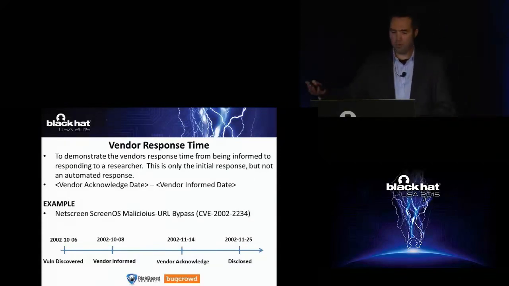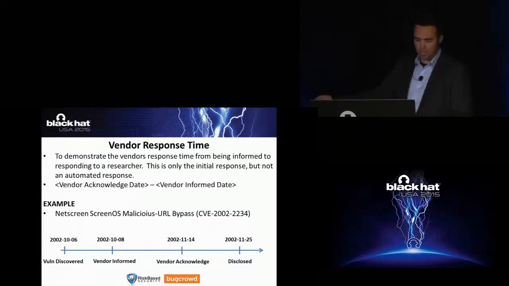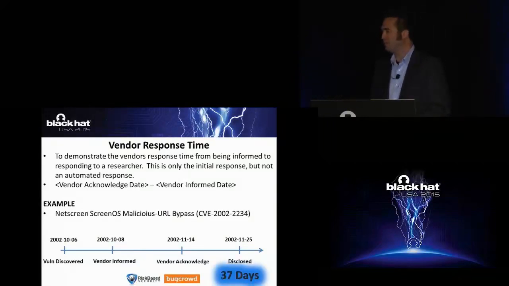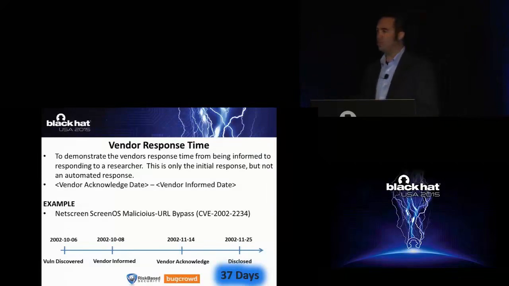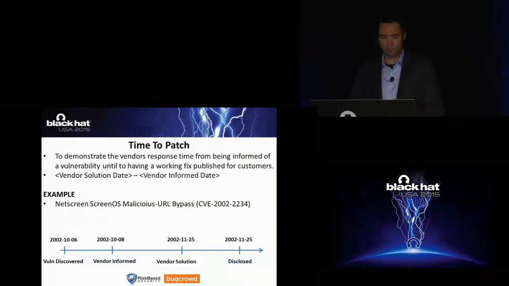So when was the vendor informed and how long did it take to acknowledge? Looking at this vuln here, you can see they were informed on October 8th, and they acknowledged a little bit later. Great, we have a date, right? 37 days to get a response. And I submit these to you not as good or bad. That comes later on when we start doing more work. But we can see what their response time was on this particular vulnerability.